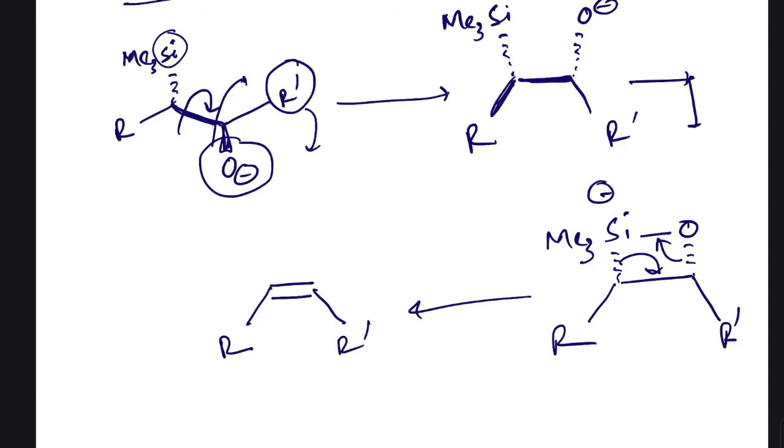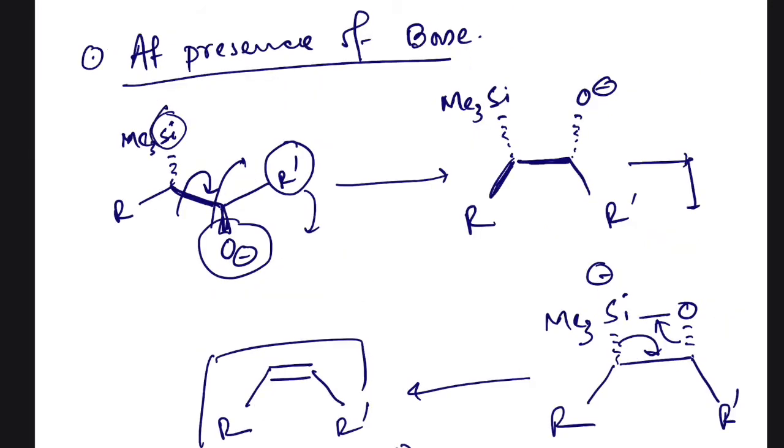where the Z and E ratio is 98:2. So Z is the major product. So this is the Z product. So when the silicon and oxygen are in the anti position, then it gives the Z isomer as major.